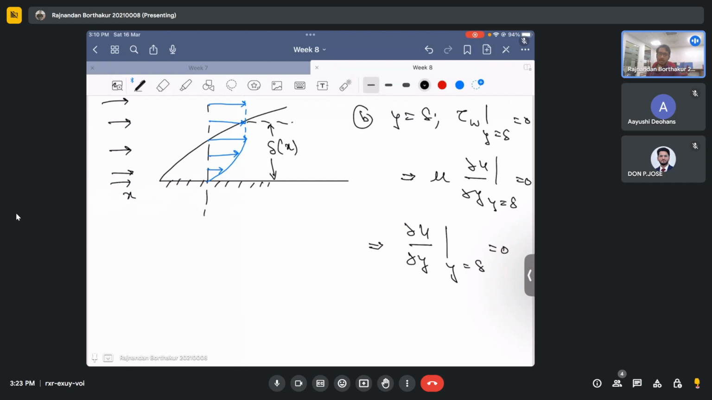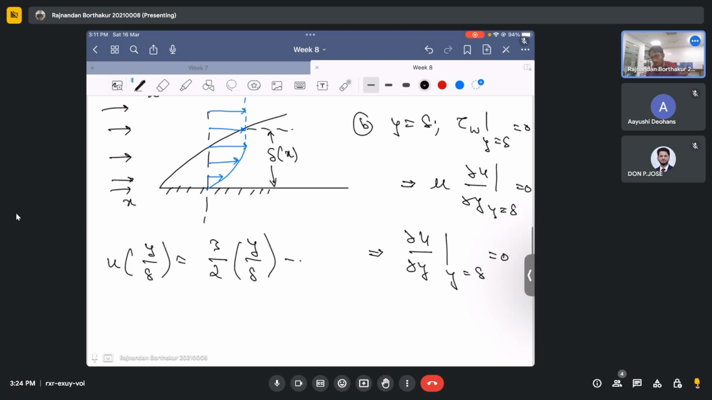You can just think of something like this. Let's say you are having a third order velocity profile. A third order velocity profile looks something like this. So u as a function of y by delta of a third order profile is nothing but, I think, something like this, minus half y by delta cube. Is this correct for a third order profile? Can you let me know?